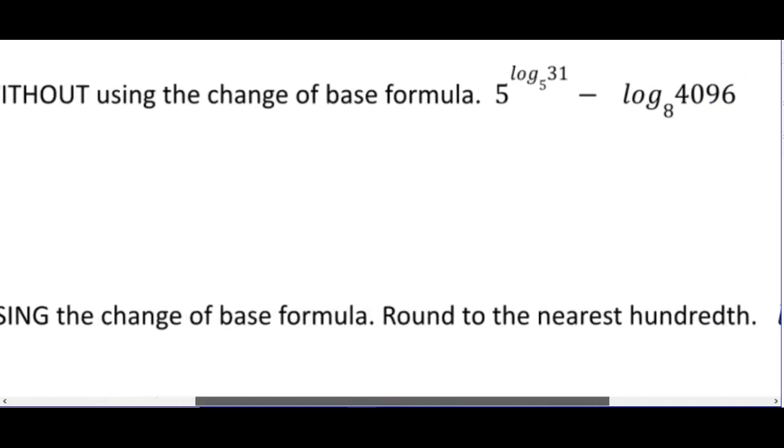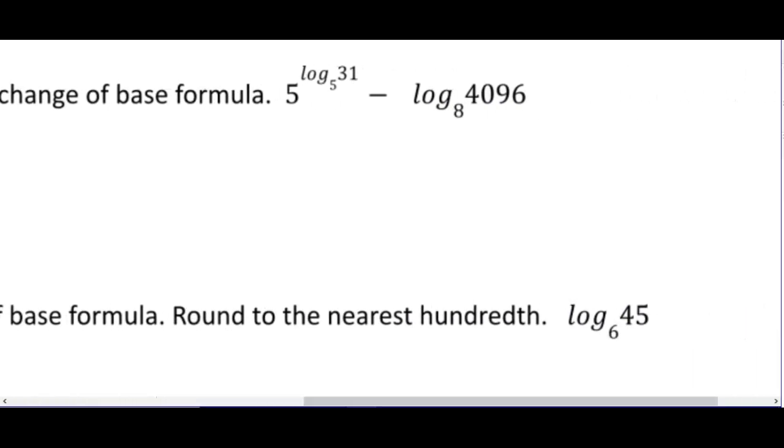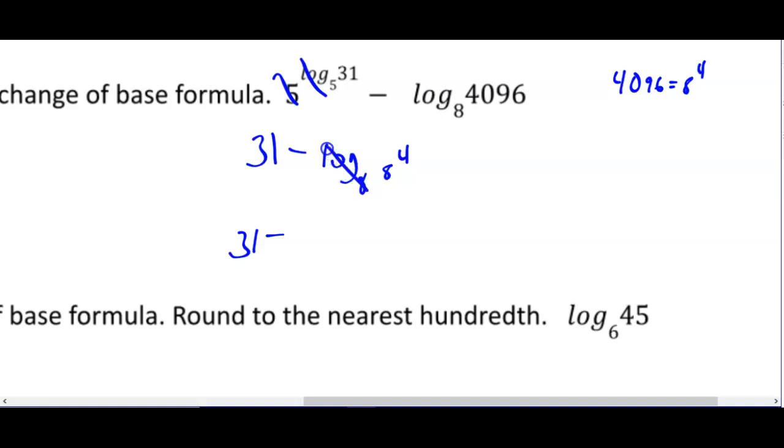Alright, evaluate without using the change of base formula. So right here, this base 5 raised to log base 5 cancels out, so it's 31. And then right here, we need to rewrite this log base 8 of 4,096. Side note, 4,096 is going to be 8 to the 4th power. So we're going to rewrite that as 8 to the 4th power right here. And so that log base 8 and this base 8 to the 4th cancels, and I'm left with 4. Alright, and 31 minus 4 is going to be 27.